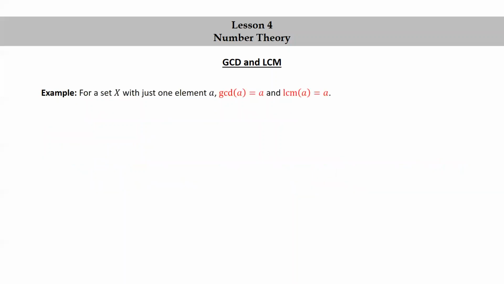An example. For a set X with just one element a, GCD of a is equal to a and LCM of a is equal to a. In particular, GCD of 0 is 0 and LCM of 0 is 0.